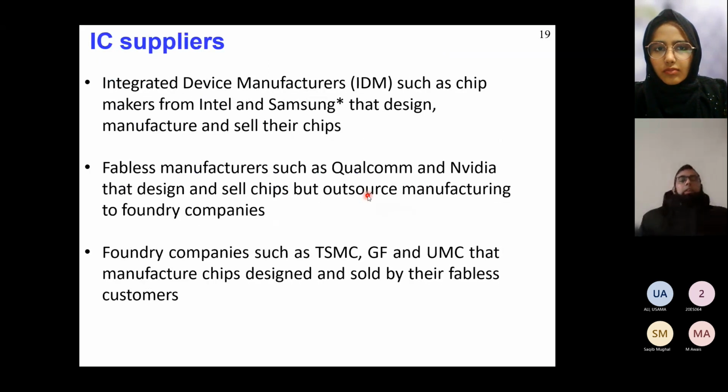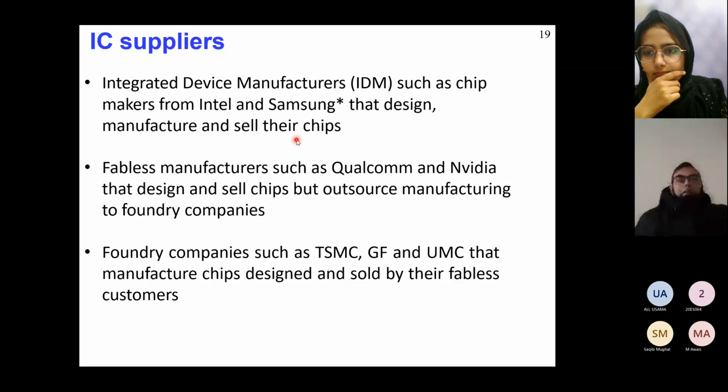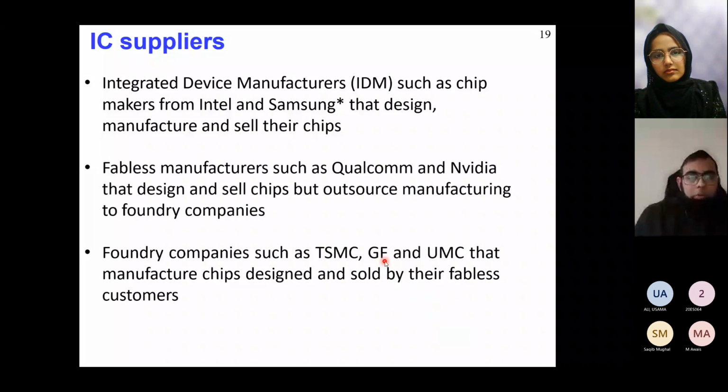Integrated device manufacturers, such as Intel and Samsung, one of the leading makers, design and manufacture and sell their chips. And there are some fabless companies such as Qualcomm and Nvidia. Qualcomm is one of the leading mobile processor makers. Nvidia is leading in graphics processors, and they basically focus on design and not on manufacturing. They outsource to a foundry, and they give their design, what we call a tape out, to companies such as TSMC, Global Foundries, and UMC Singapore.